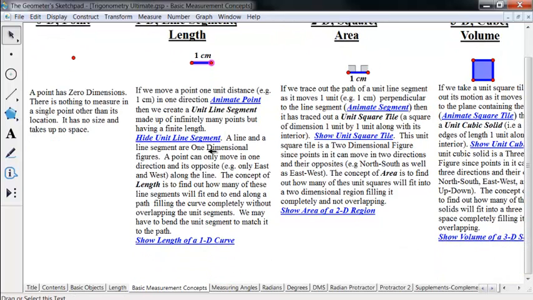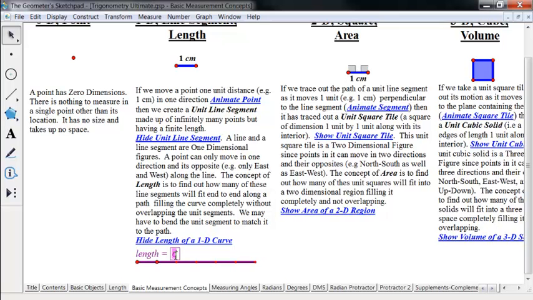And so basically the point can only move in one direction and its opposite, like east-west. And so this is called one dimension. And if we want to measure the length of a curve, say a straight line, we want to take this unit length and lay it on here a number of times. 1, 2, 3, 4, 5, 6 in this case. So that makes the length of that curve, that line segment, 6 units.